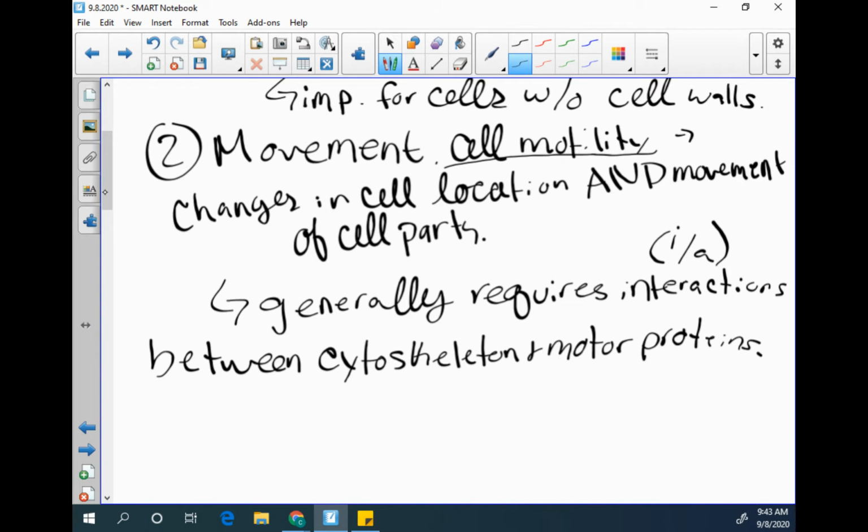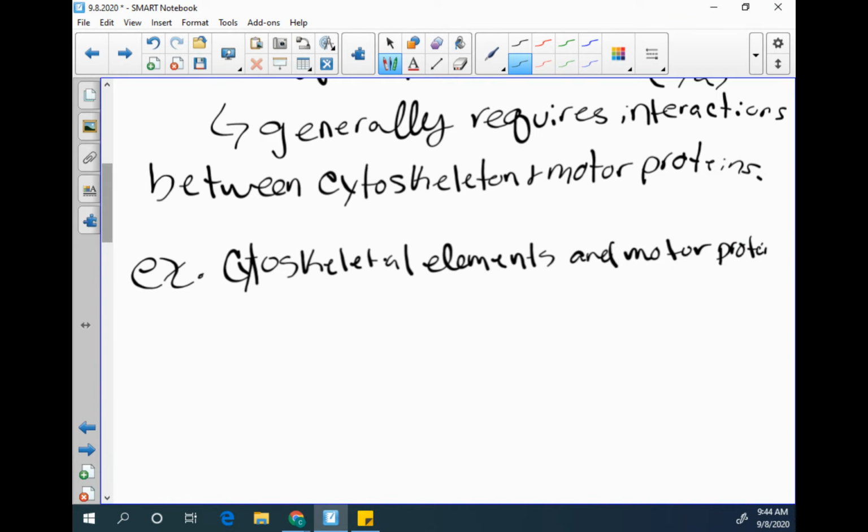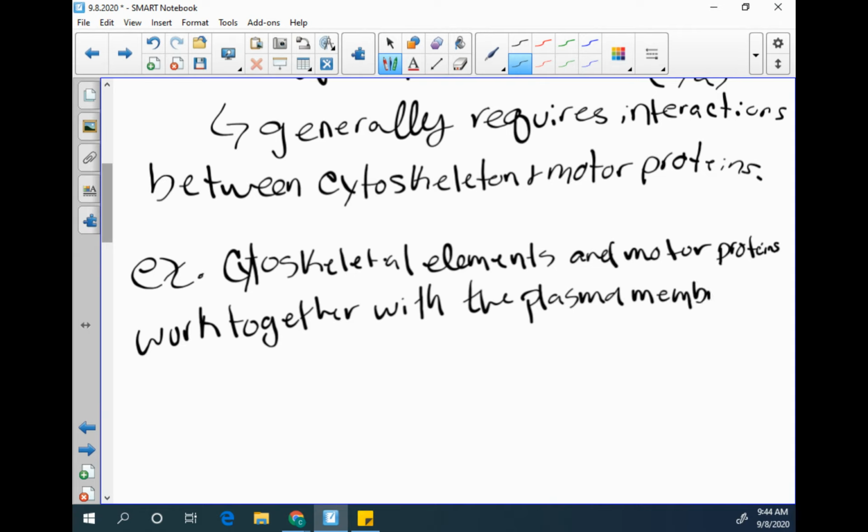For example, cytoskeletal elements and motor proteins work together with the plasma membrane to move along fibers outside the cell.